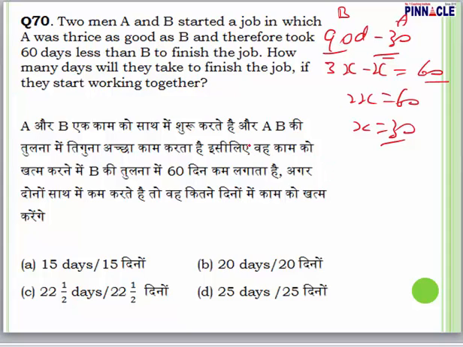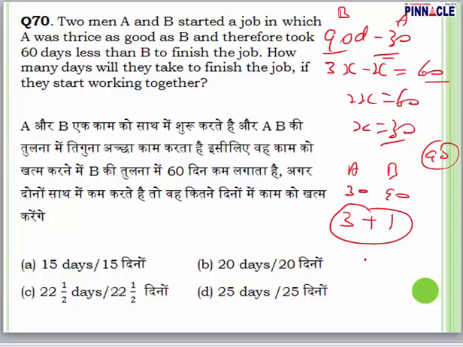A is doing 30 days. Now both together will take how many days? So you can say A 30, B 90, take LCM, which is 90. Total work we have taken 90 units. If A completes the work in 30 days, then in one day A will do 3 units and B will do 1 unit. Both together will do 4 units in one day.